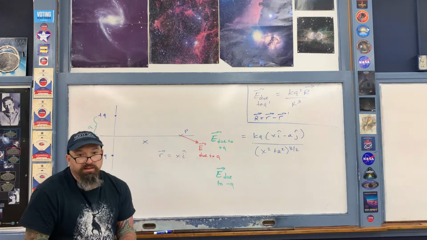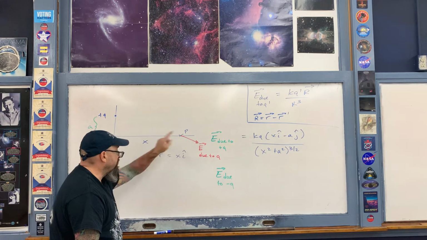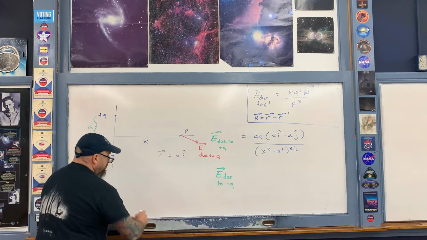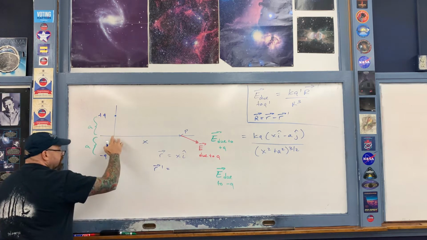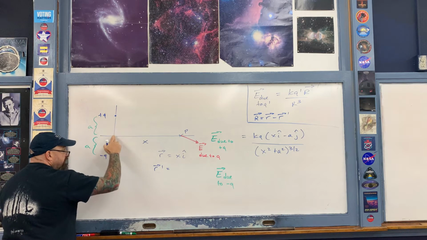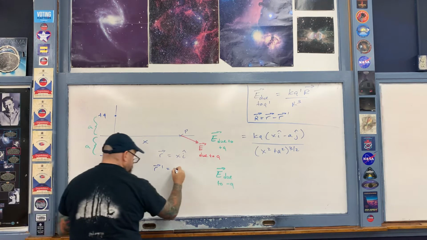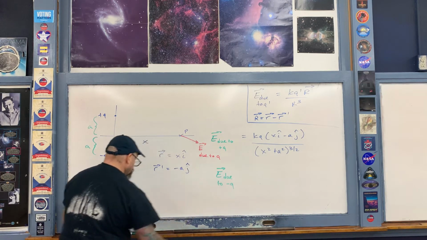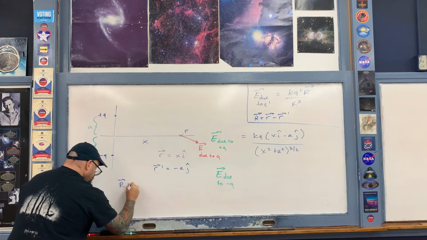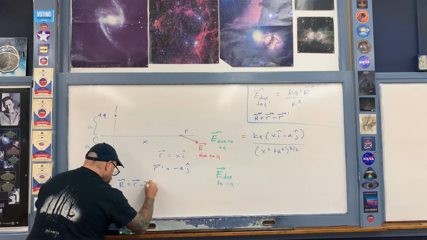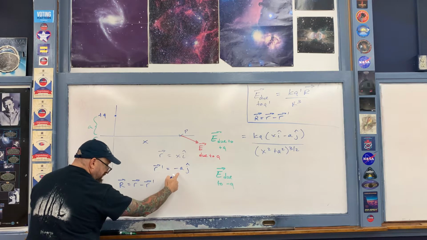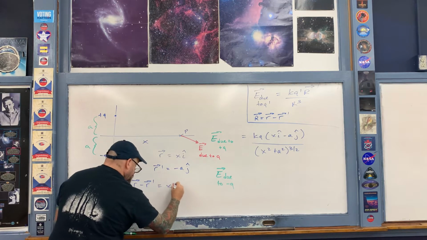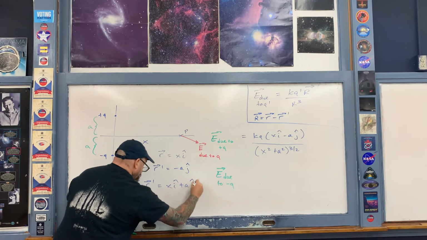That is, little r always goes from the origin to point P in space. Okay, and then we've got little r prime. Little r prime goes from the origin to the charge that causes the field. That's negative a j hat, like so. Okay, capital R vector is r minus r prime. So x i hat minus a negative a j hat is x i hat plus a j hat.